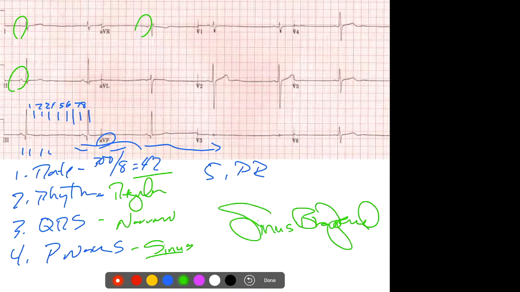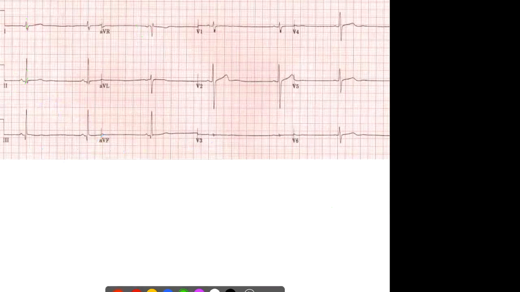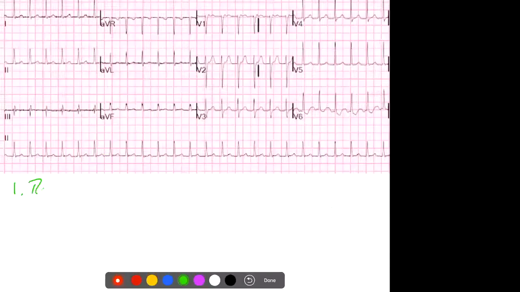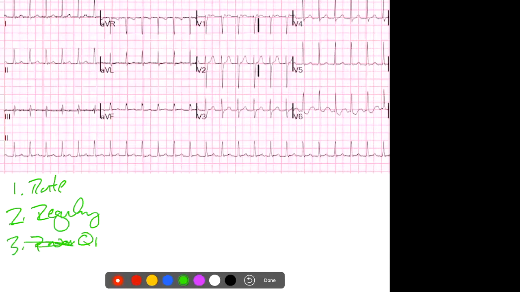Everybody getting that? Easy as pie, right? Yes. Okay. Here we got a rate, regularity, QRS complex really.